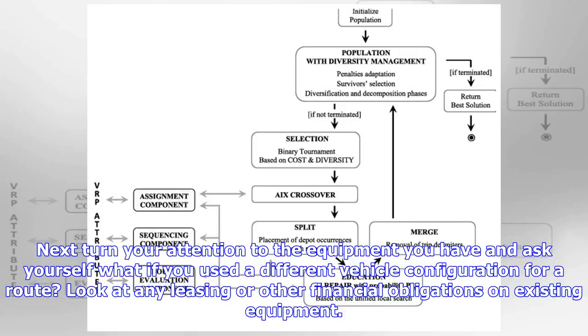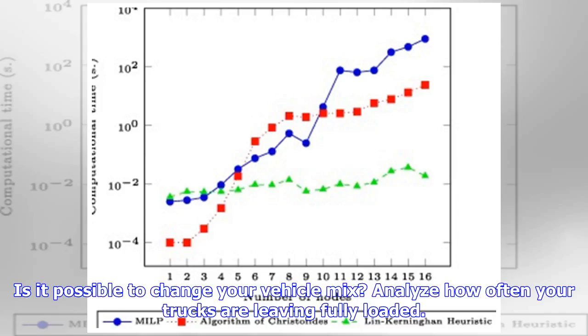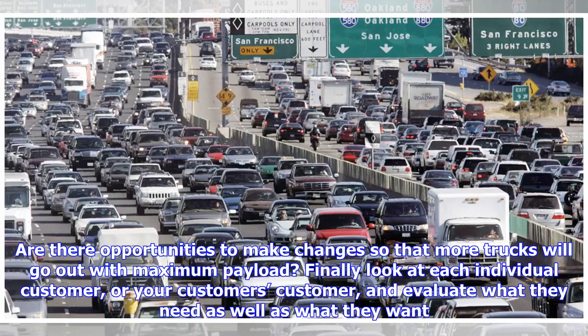Next, turn your attention to the equipment you have and ask yourself, what if you used a different vehicle configuration for a route? Look at any leasing or other financial obligations on existing equipment. Is it possible to change your vehicle mix? Analyze how often your trucks are leaving fully loaded. Are there opportunities to make changes so that more trucks will go out with maximum payload?